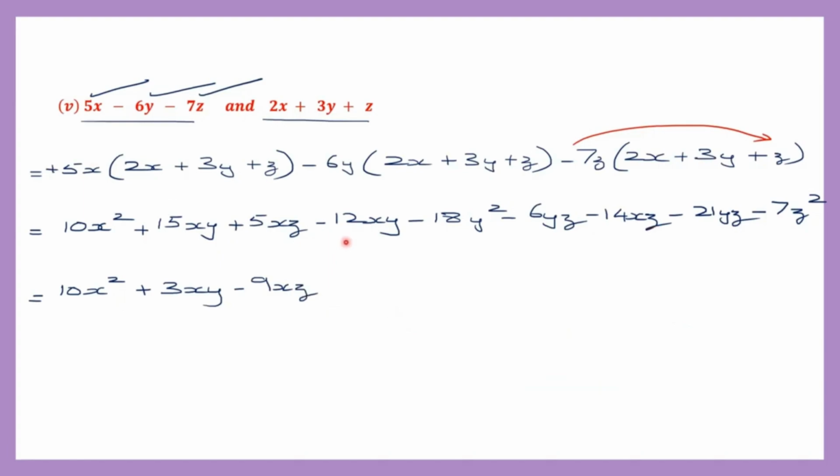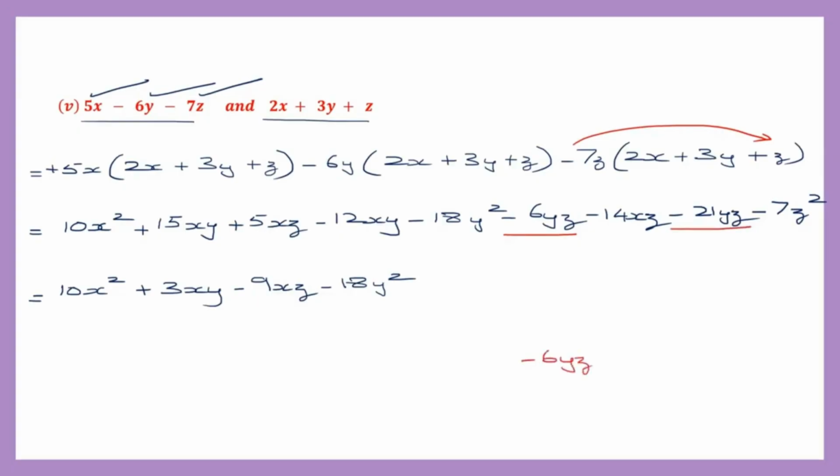So let's go to the next one. xy we finished. Let's look at y squared. Do we have another y square? We don't have. So that is minus 18y square. We leave it as it is. Now let's look at the next one. We have a yz here. Do we have another yz? Yes, we have. So this is minus 6yz minus 21yz.